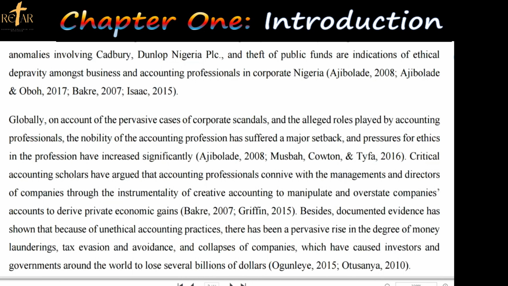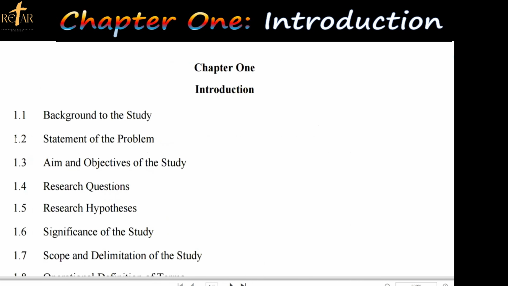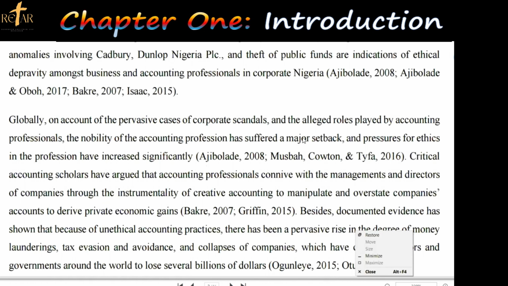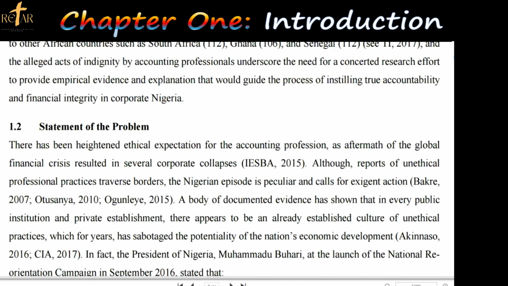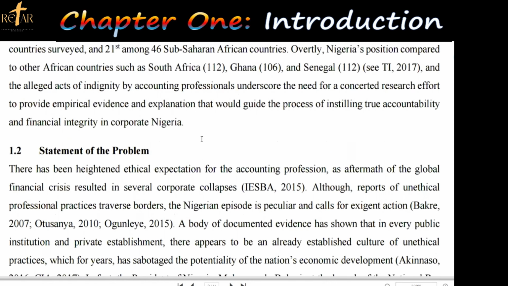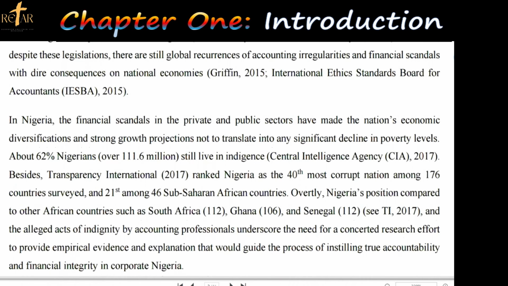So I move to the statement of the problem. Having built a good background to the study, we move to the statement of the problem. But before I move to the statement of the problem, I will scroll down to how this background to the study was ended, so that you see how it now leads us to the statement of the problem. So I'll read this last paragraph so that you see how.